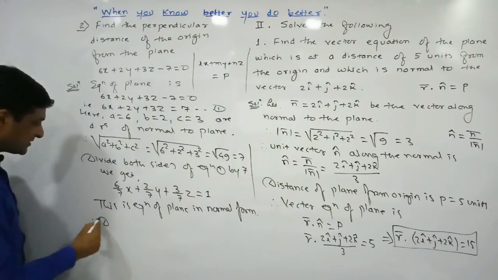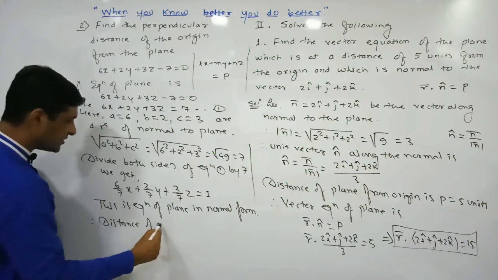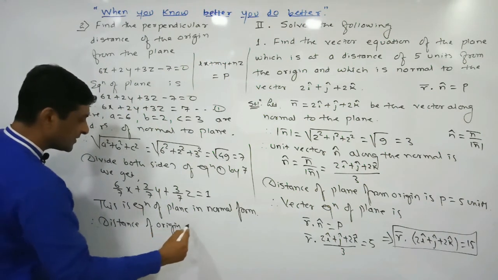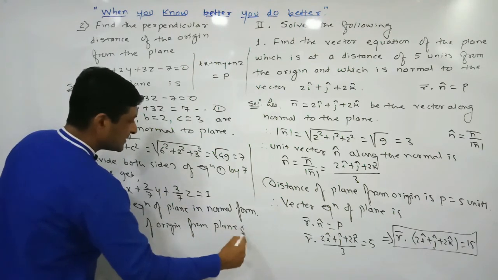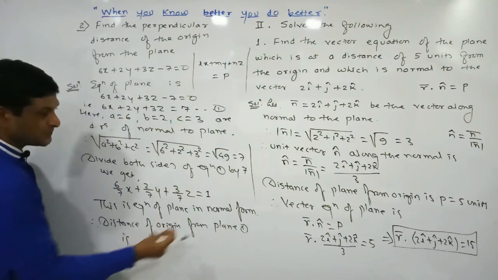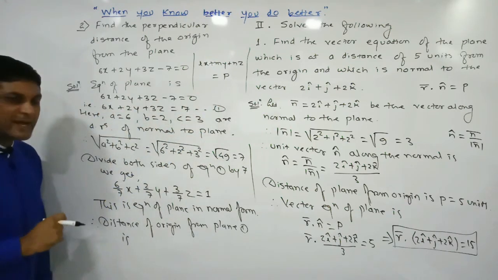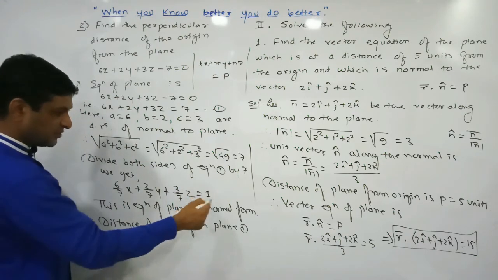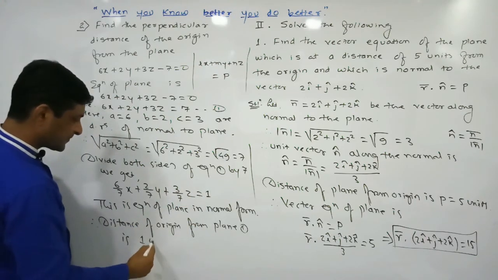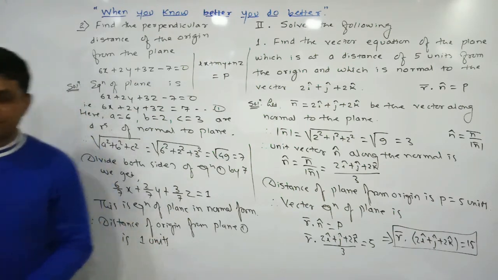So therefore the distance of the origin from plane first is how much? Plane first means this equation of plane we have denoted by equation 1. So the distance of the origin from plane first is 1 unit. And this is the value which we have to find here.